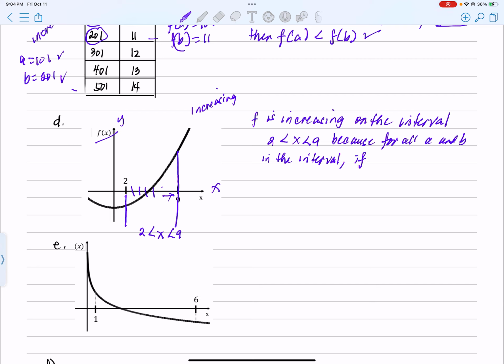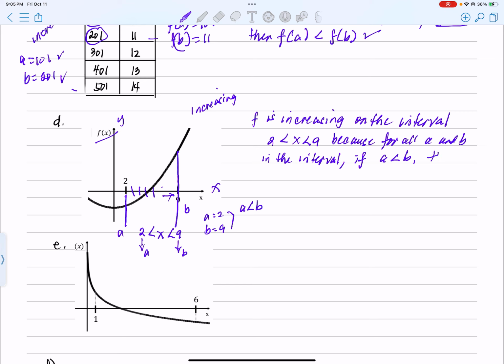What can you say? If this is A and this is B, that's your interval. If A is 2, B is 9. So what can you say about A? A is less than B, right? So you could say that A is less than B. That is how you write your justification.